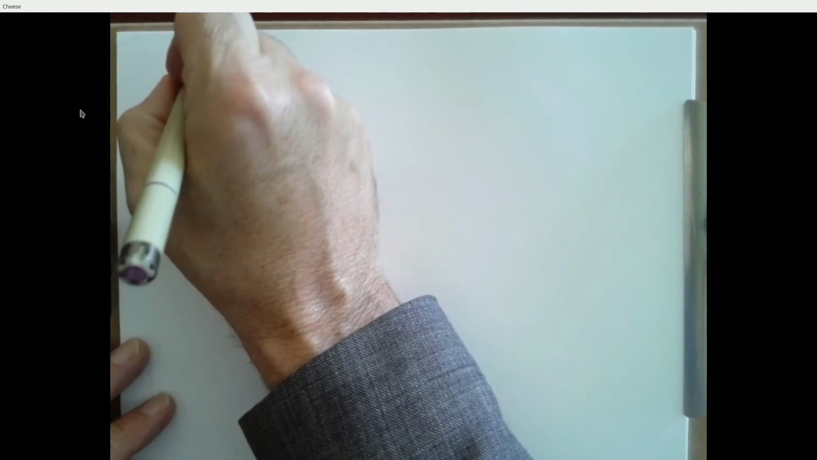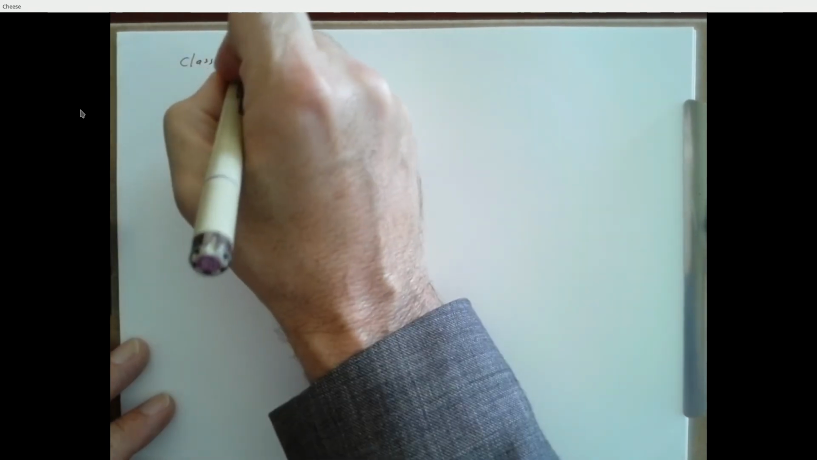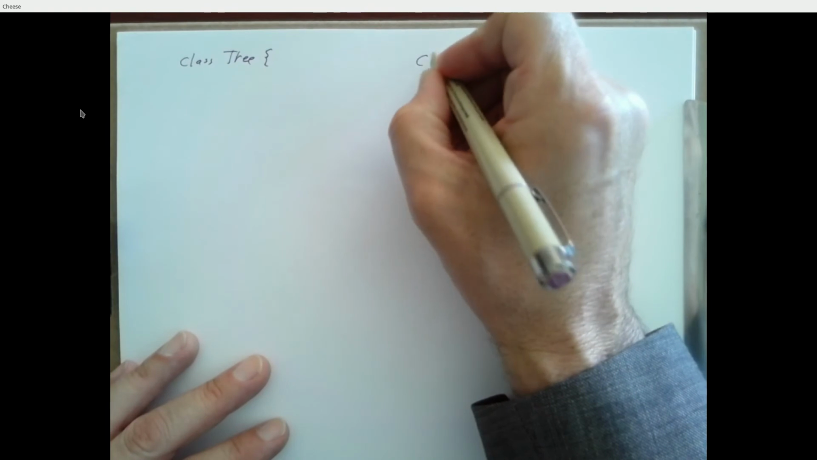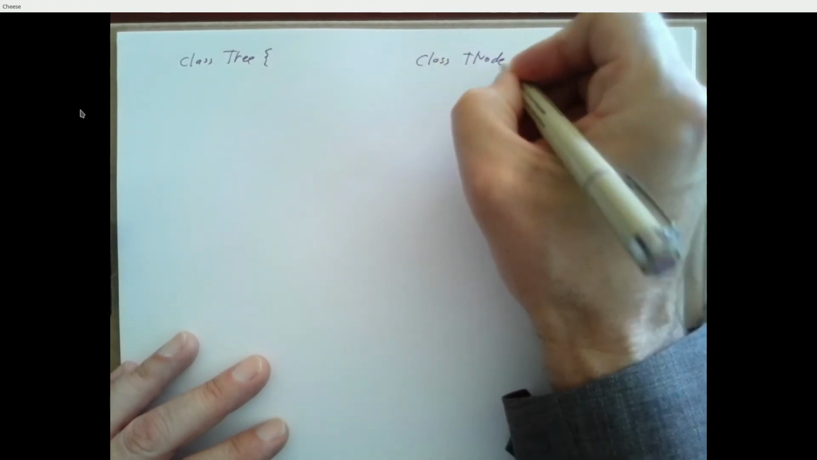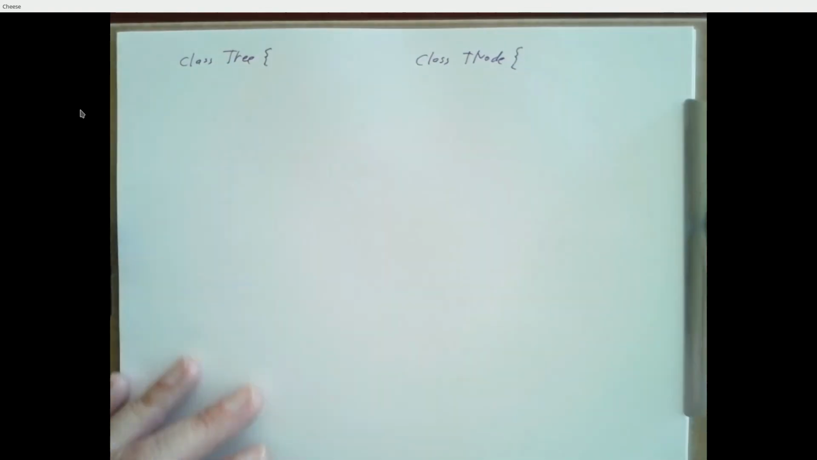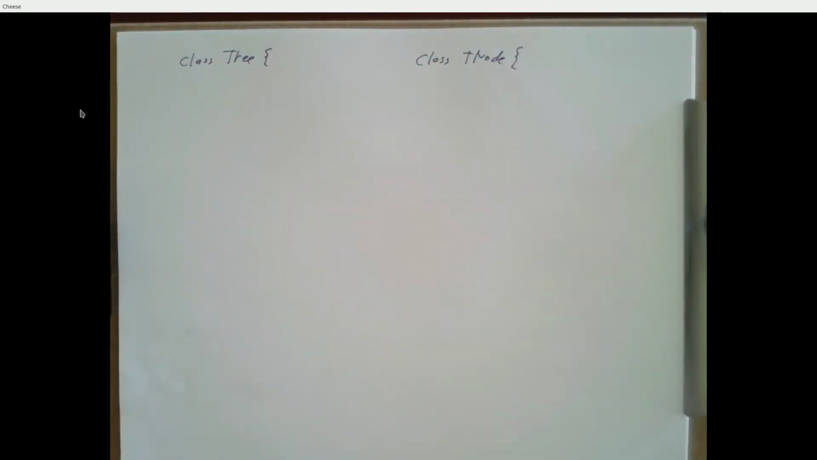But let's code up a tree. We may as well call it tree. And we need nodes in our tree, so we're going to have a second class. I'm just going to call it tNode. And let's just do a binary search tree. You can modify this for your decision tree. But let's just do a binary search tree since we're used to that, and I don't want to give away code that you're going to write.